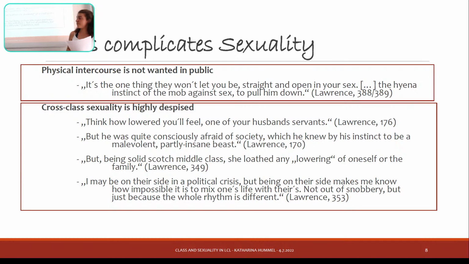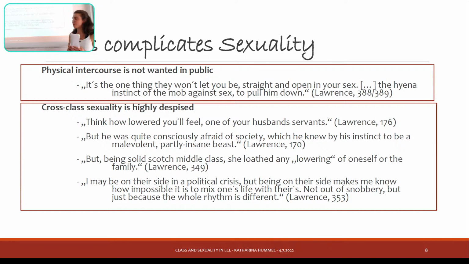And then something from Hilda, Connie's sister, when she gets to know that Connie and the gamekeeper have an affair. She thinks, okay, being solid Scotch middle class, she loathed any lowering of oneself for the family, and says to Connie about the working class people, "I may be on their side in a political crisis, but being on their side makes me know how impossible it is to mix one's life with theirs, not out of snobbery, but just because the whole rhythm is different."